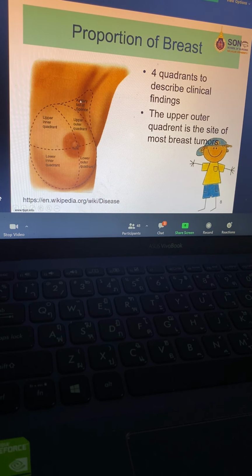And you can see about this area. This area you can call axillary tail of Spence, or for short, tail of Spence, or in Thai you can call หางนม. Okay.